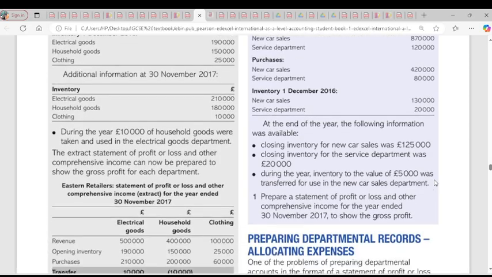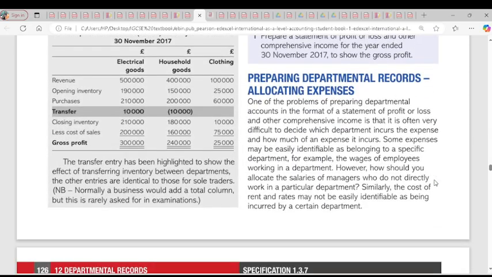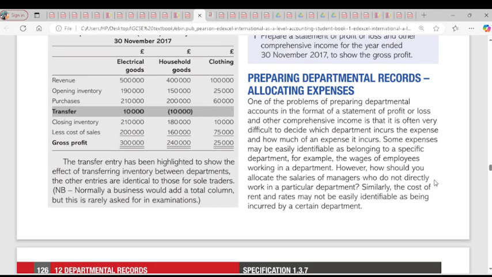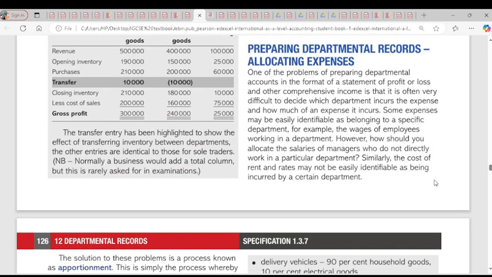So that takes us to allocation: preparing departmental records, allocating expenses. In the process of preparing departmental accounts, in the format of a statement of profit or loss, there's always going to be a problem.